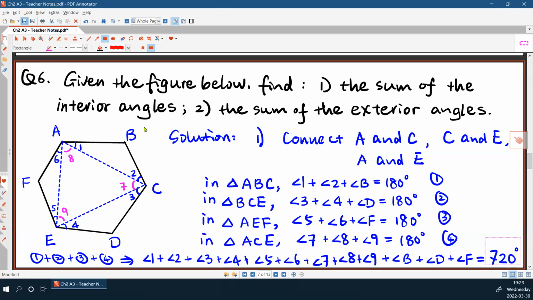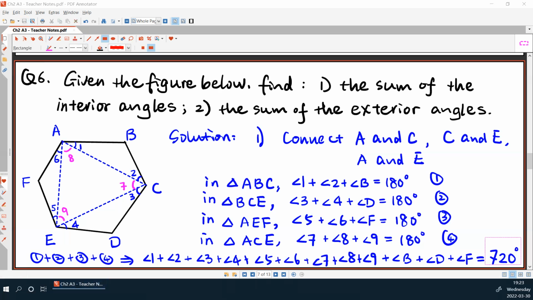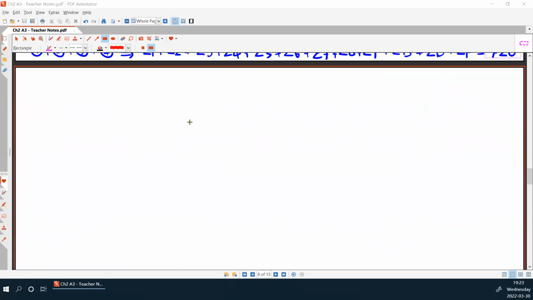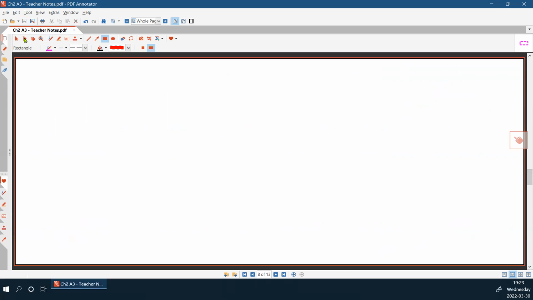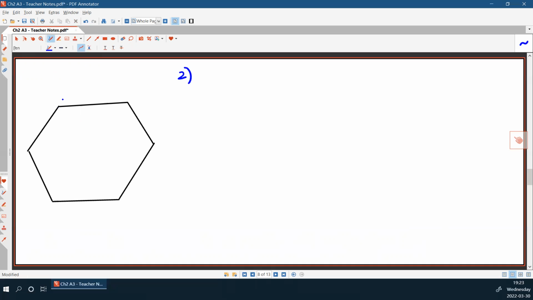All right, next one, we need to find the sum of all the exterior angles. Okay, so first of all, let's copy this shape. This shape has 6 sides, right? 1, 2, 3, 4, 5, 6. All right, second question. And let's extend each side to find its exterior angles.